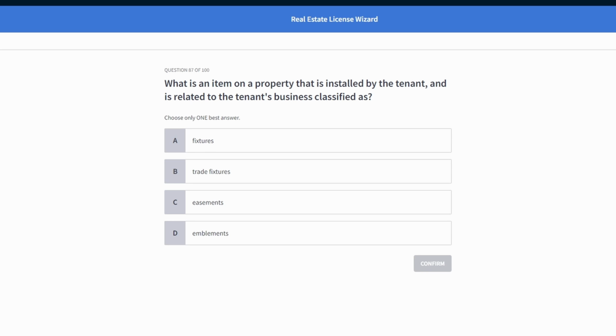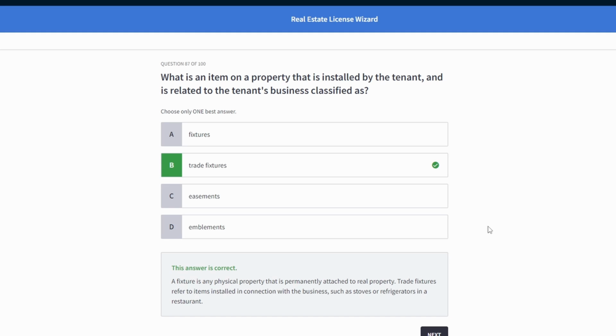Alrighty, so an item on a property that is installed by the tenant and is related to the tenant's business would be classified as B, trade fixture. So a fixture is any physical property that is permanently attached to the real property. Trade fixtures refer to items installed in connection to the business, such as a stove, refrigerator, in a restaurant. Those would both be considered trade fixtures.